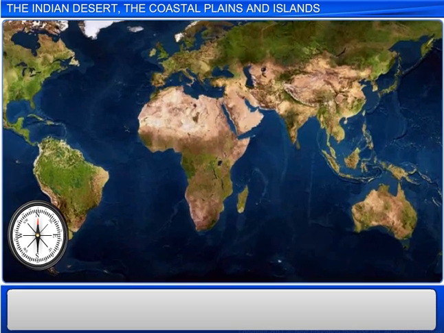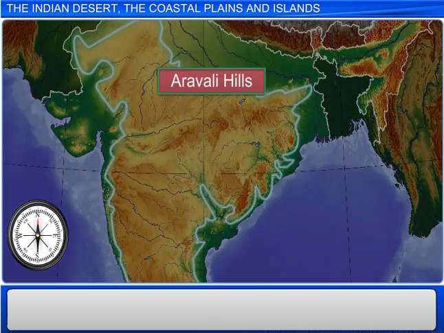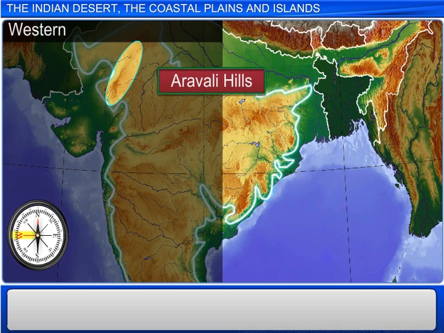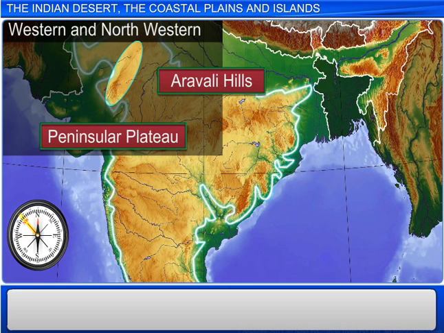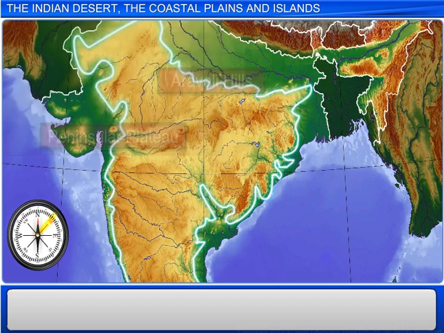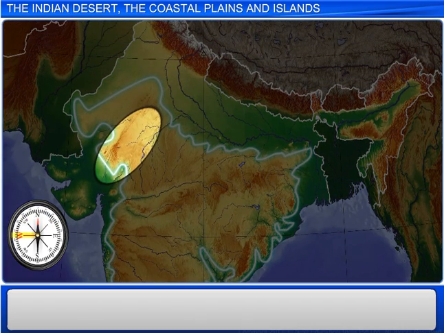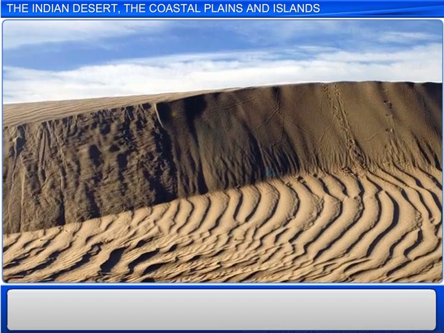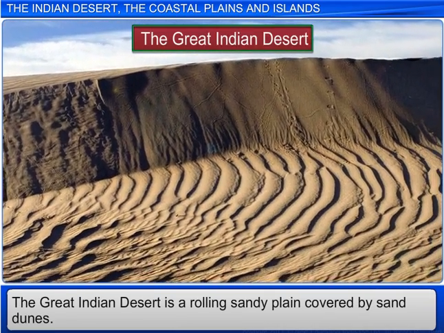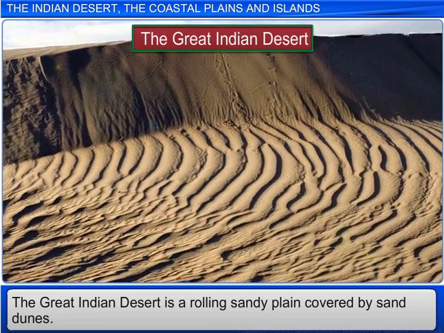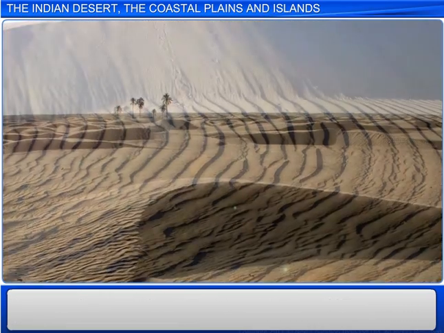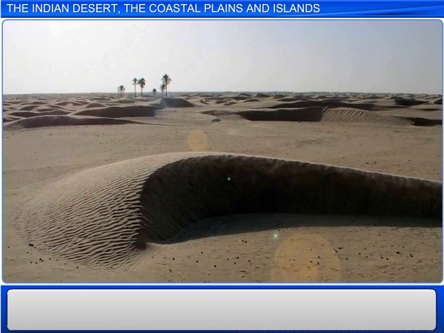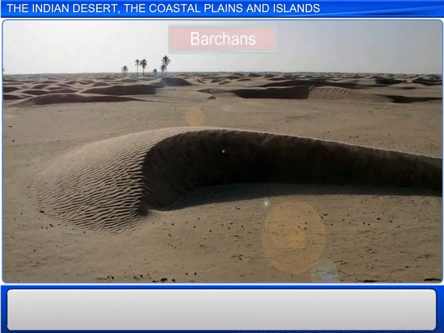As you may remember from the previous module, the Aravalli Hills lie on the western and northwestern margins of the peninsular plateau. If you move further towards the western margins of the Aravalli Hills, you come across the Indian Desert. Like other hot deserts, the Great Indian Desert is a rolling sandy plain covered by sand dunes. Most of these are crescent-shaped sand dunes, called barkhans.